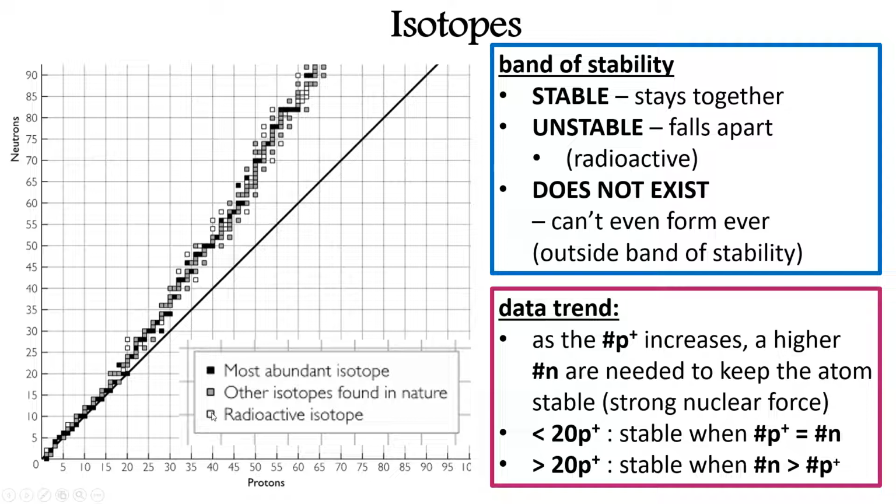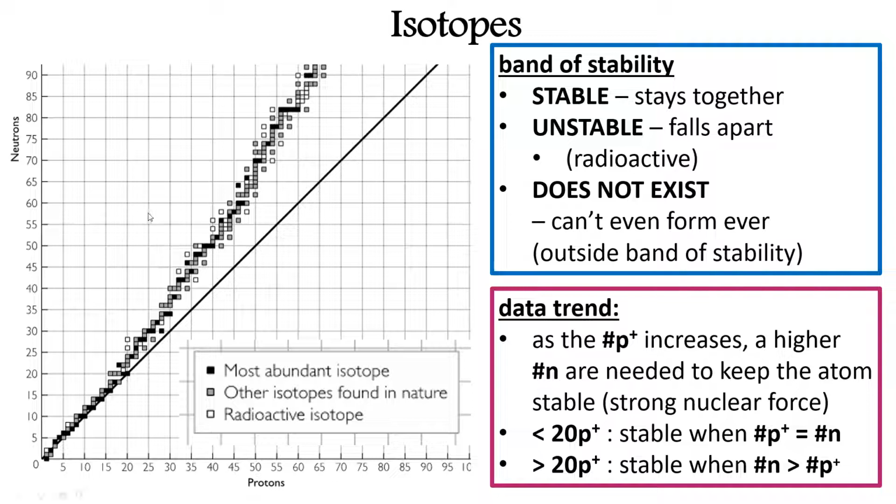And then the white squares are your radioactive isotopes, meaning the unstable ones. If it doesn't have a square, if it doesn't show up anywhere, it means that it is outside the band of stability. So this is the band of stability. And if you tried to make an isotope over here, it would not even exist, right? It is outside the band of stability, so it cannot even form. It does not have the right ratio of protons to neutrons.